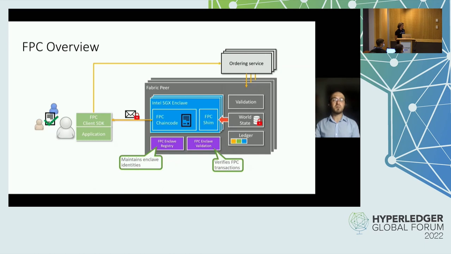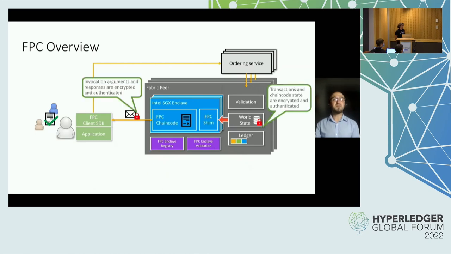The orgs can then look up an enclave's keys using the enclave registry, and this is a regular Fabric chaincode which collects, verifies, and shares such information on the ledger. At this point, the FPC chaincode is ready to execute transactions by receiving encrypted invocations from clients and delivering encrypted responses to clients. All of the lookup, cryptographic, and storage operations are handled transparently by the FPC Client SDK at the client side and by the FPC shim at the chaincode side. Both components expose interfaces similar to the Fabric Client SDK and to the Fabric shim. Now, back to Marcus. Thank you, Bruno.